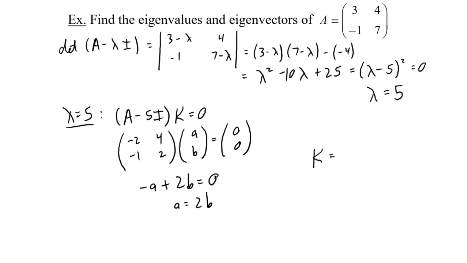So in this case, if I pick, say, 1 for b, I can pick whatever I want for b, except for 0. And so a is going to be 2 times that, so 2. Okay. In the last example, it was a 3 by 3 matrix. We got 3 eigenvalues, 3 eigenvectors. Here is a 2 by 2 matrix. We might get 2 eigenvalues and 2 eigenvectors, but in this case, we end up getting only one eigenvalue and one eigenvector.